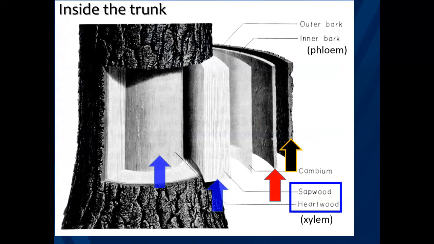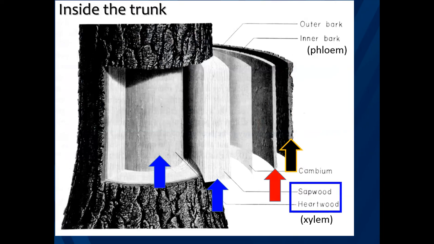On the inside is the wood tissue, the xylem tissue, and here it's broken up into sapwood and heartwood. Again, the xylem tissue conducts the water and nutrients from the ground up into the stem, all the way up into the branches and the leaves. The sapwood here is just the functional xylem. That's actually the tissue that's conducting the fluid, whereas the heartwood is no longer functional. It just supports the stem.